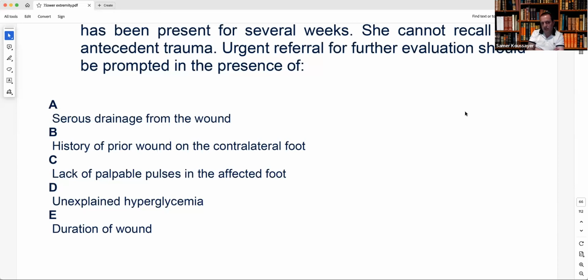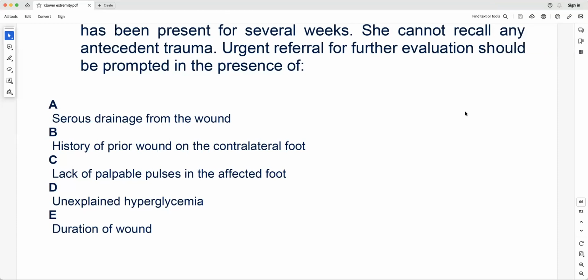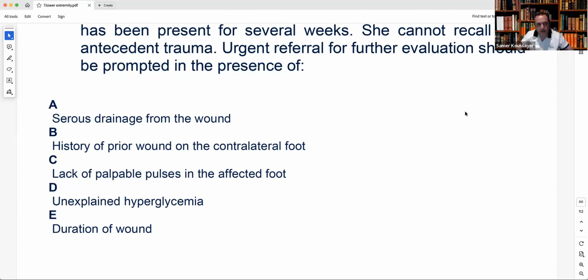The duration of the wound doesn't make a difference. You may be confused between C and D, but remember, vascular is an issue, but it's not an emergency. The urgent referral is if you suspect sepsis, because patients can go really bad with sepsis. The sign of sepsis in a diabetic is unexplained hyperglycemia, and we see it quite often. Patients come to us and say, I know I cannot control my sugar when I have a bad infection. All right, very good. Any question?